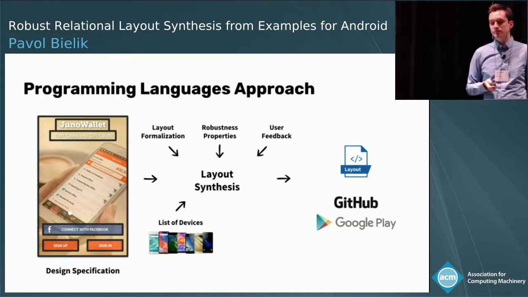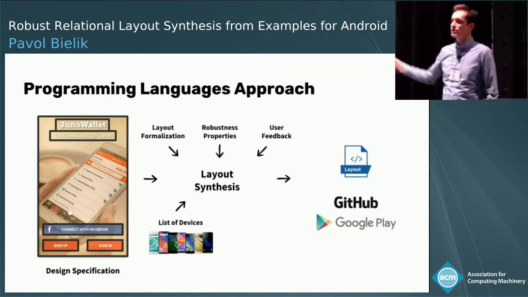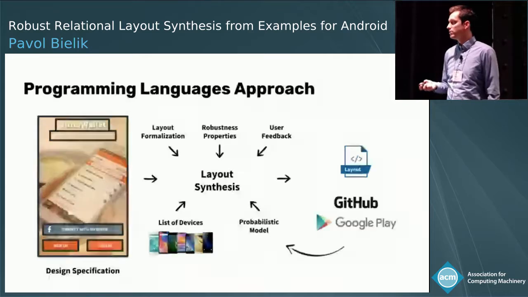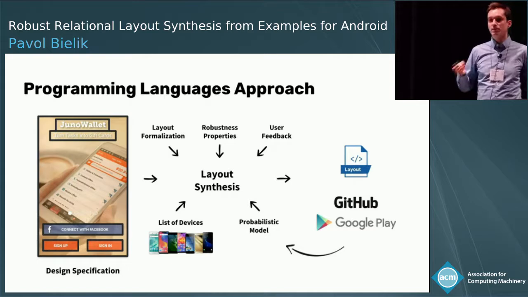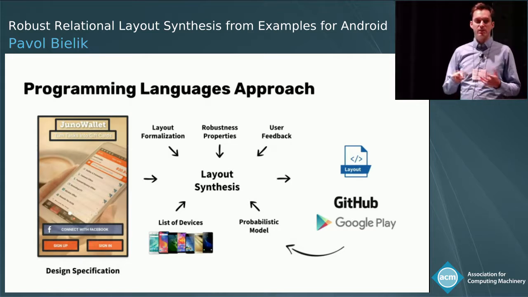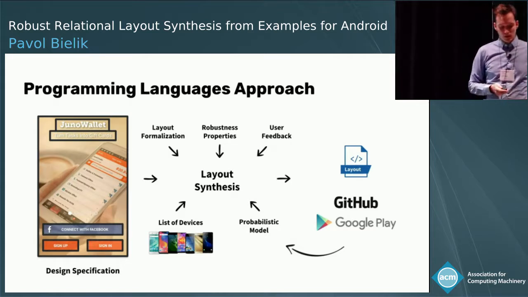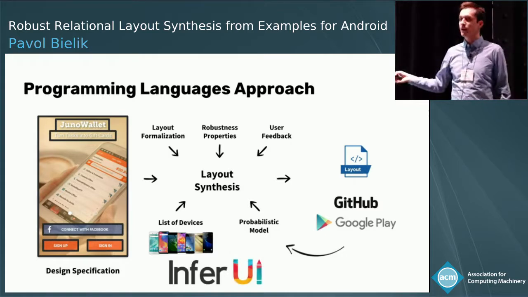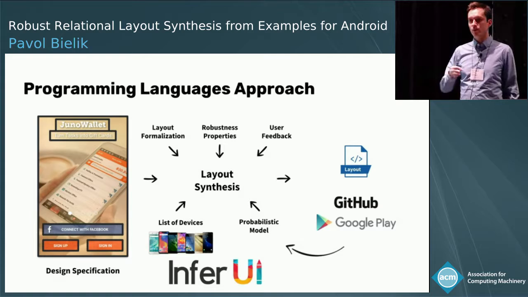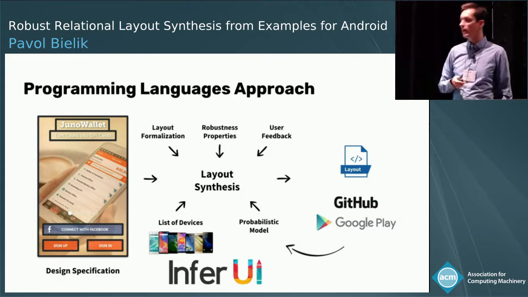And finally, there is still all this code available, so we would like to take advantage of it. So we'll have a probabilistic model that helps us both speed up the synthesis and produce layouts that generalize better. So we implemented this system. It's called InferUI, and it's implemented for Android, and I will walk you through the individual parts.